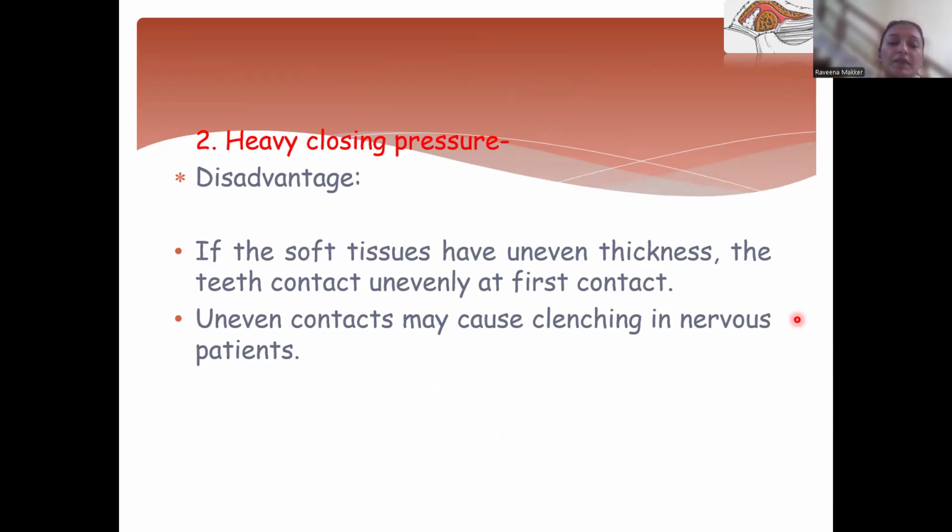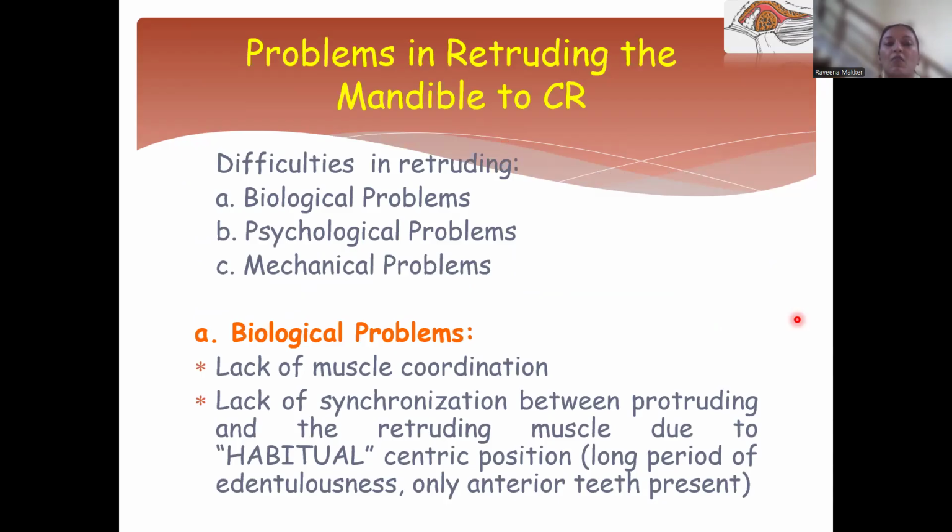Now, the disadvantage of this concept is that if the soft tissues have uneven thickness, the teeth contact unevenly at their first contact. Now, uneven contacts may cause clenching in nervous patients. Now, next we come on to the problems in retruding the mandible to centric relation. Various difficulties which can be encountered are biological problems, psychological problems, and mechanical problems.